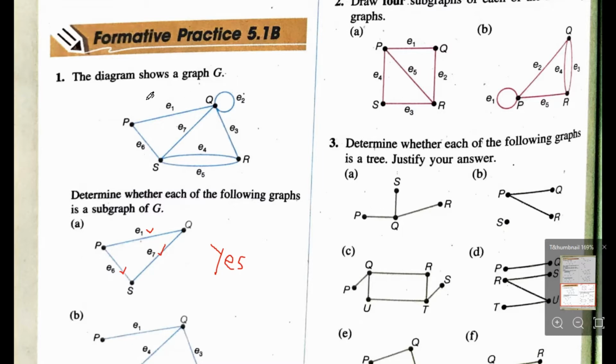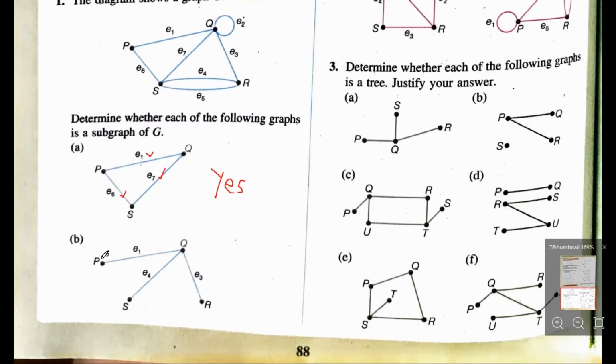Because this one is part of it, and the labels are all correct: P, Q, S, E1, E7, E6 are all correct. Question B. So you just compare P, P, Q, Q, R, R, S, S. Yes, all correct. And then we compare the edges. So this is E1, yes. E4. This is E7, not E4. Okay, this is supposed to be E7.